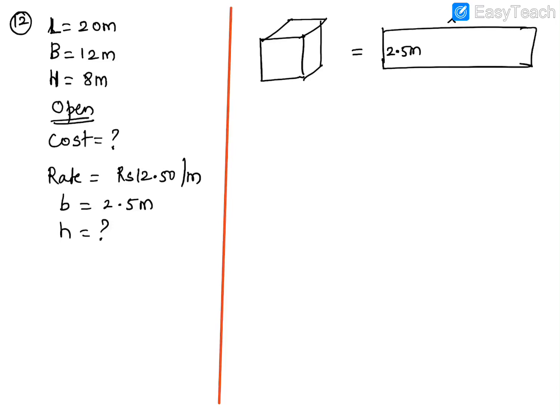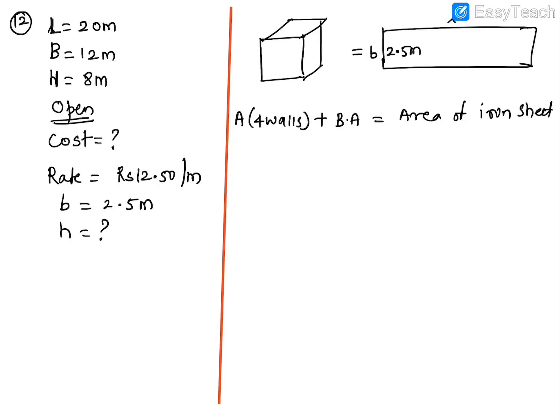Okay, so that's the length and this is the breadth. So basically what we need to do is that the area of the four walls plus the base area will be equal to what? Area of the sheet. Got it? That is equal to area of iron sheet.